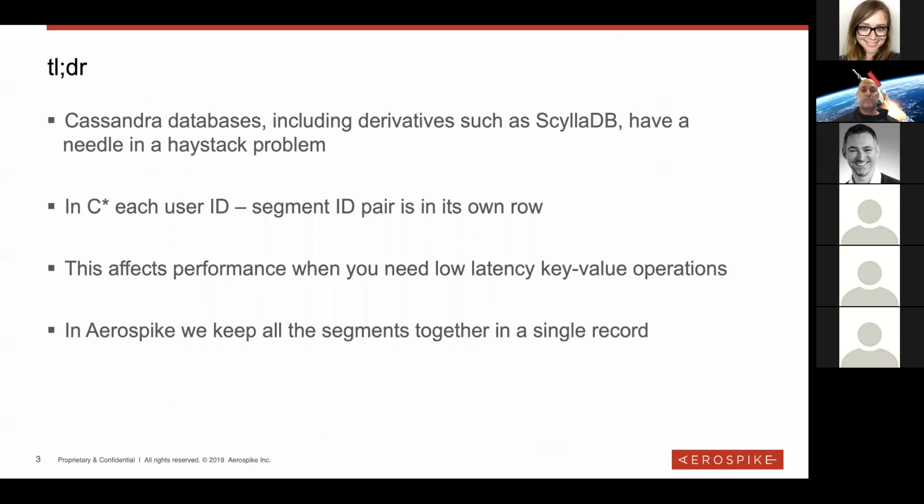So the short of it is that Cassandra databases have this issue when it comes to modeling a needle in a haystack. When you are trying to model the same thing that we're going to talk about here, you require a very large number of very small rows. And in order to find all the associated data, you need to do a scan or a query that takes a very long time relative to Aerospike to retrieve.